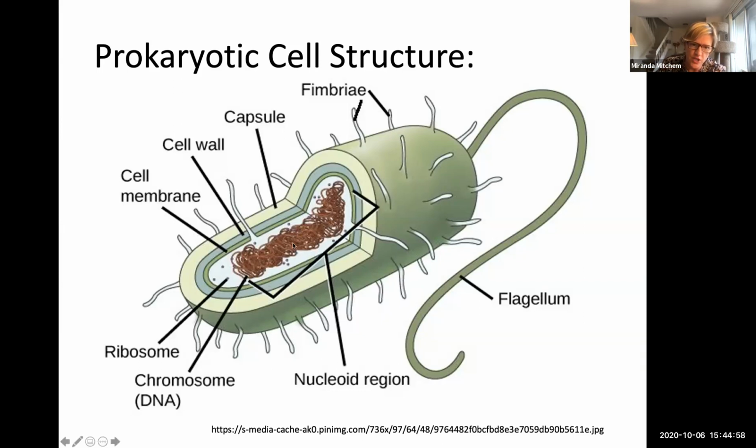So here's the nucleoid region, which is where the DNA is. There's no membrane around it. We've got our ribosomes that are present within the cytoplasm. And then we've got our membrane, our wall, and then the capsule on this prokaryotic cell. There are types of prokaryotic cells that do not have capsules on them. So again, I don't want you to misinterpret that every prokaryotic cell has a capsule. That's not true. It depends upon which type we're talking about.